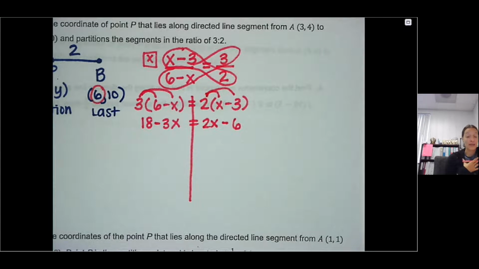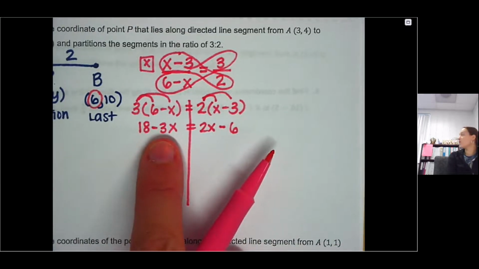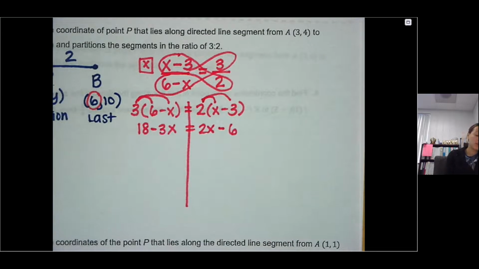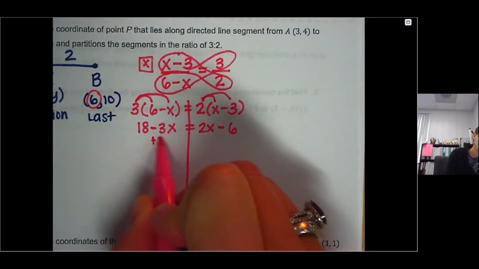Okay, now I want to get all my X's to one side, and it's always easier to move the smaller X. So which one should I move? Yeah, this is a negative 3. If you move that one, it'll make your life easy. Then you don't have to deal with negative numbers. So I'm going to add 3X on both sides.